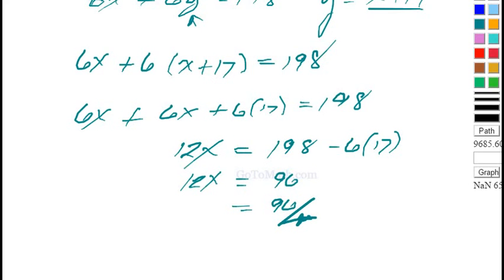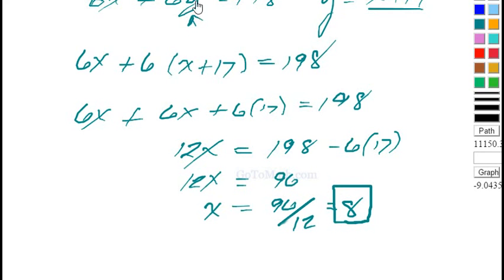Something went crazy, this thing's going crazy for some reason. If I can get this thing to work. So x equals 96 over 12. And of course we can reduce that down. Okay, reduce down to 8. So x is 8.